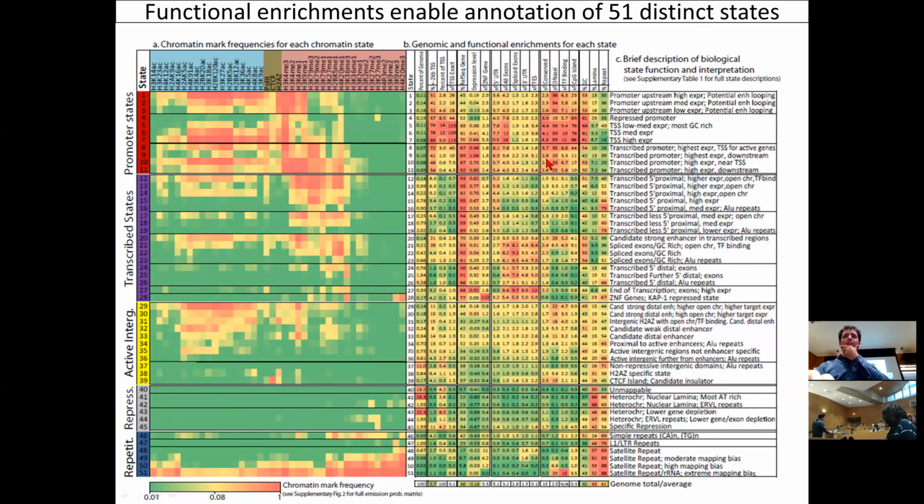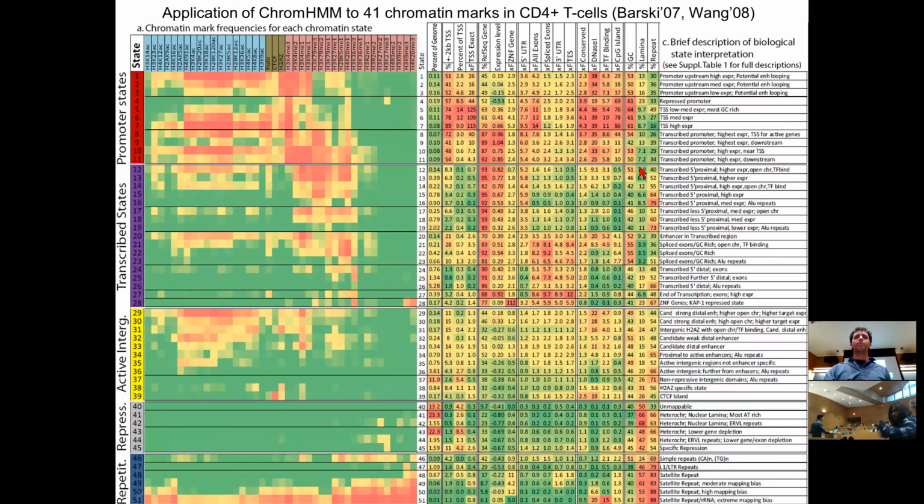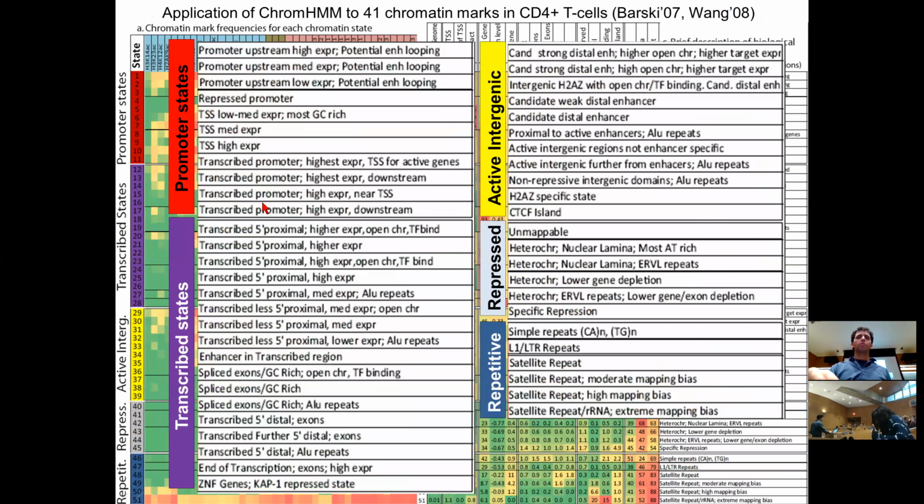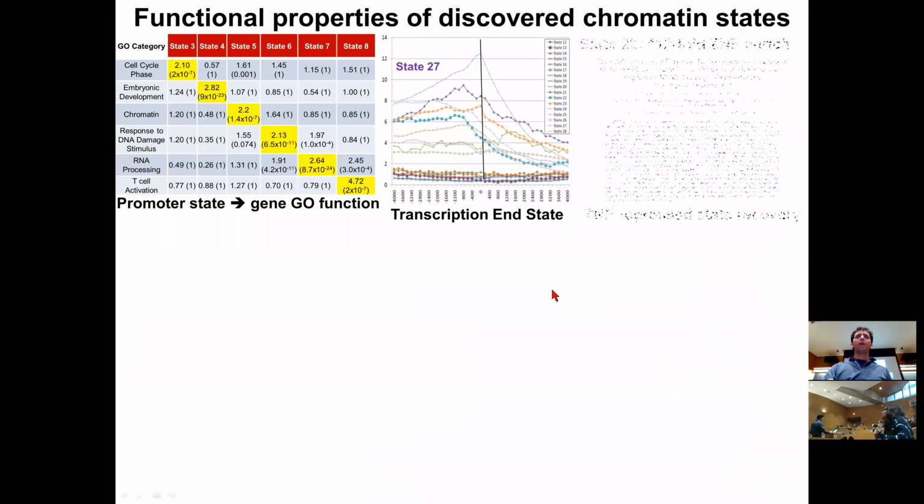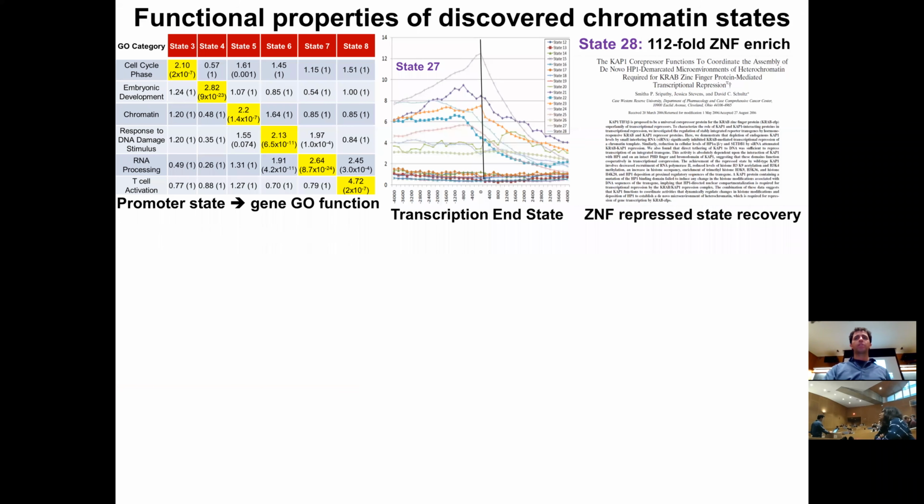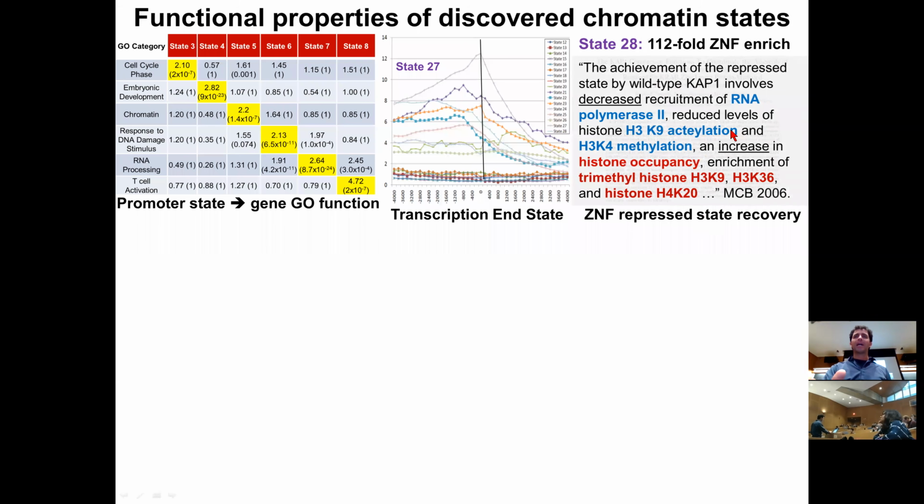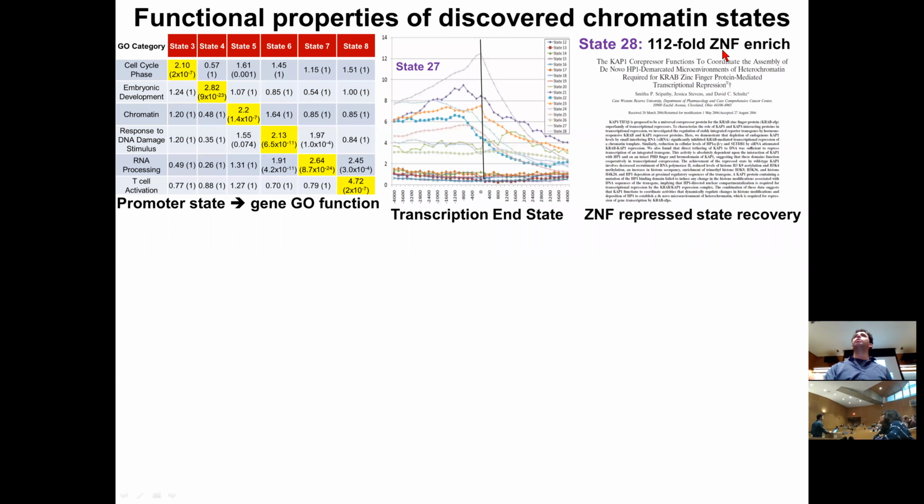So then we used all of that information to annotate every state with quite detailed nomenclature. And here they are. Okay? We found all kinds of really cool things. We found these ZNF repressed states, which is still one of my favorites, that had 112-fold enrichment for zinc finger protein being encoded there. This is very weird, right? Like, there's a class of genes that have their own chromatin state.